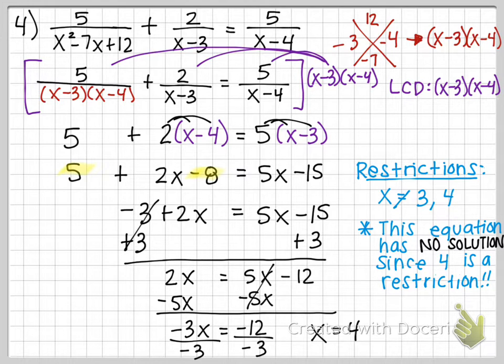Okay? So if you get an answer that is also a restriction, there's no solution, because you can't have something equal 4 but then say up here, oh, but it can't equal 4, right? That like contradicts itself. So there's no solution.